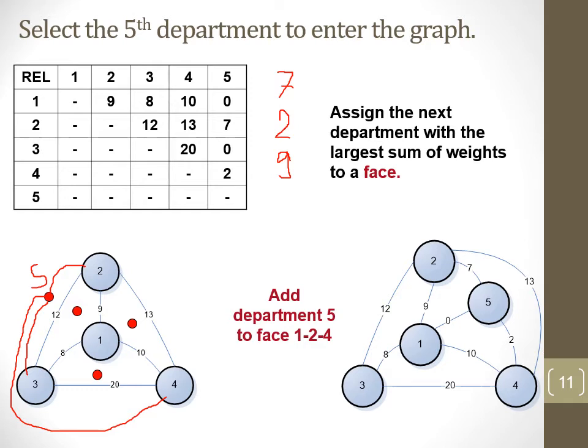And now, what's the total weight? So there's a direct link between 5 and 2, 5 and 3, and 5 and 4, and the total weight is 9. Okay, so among these 4 faces, we will select the one which has the largest weight, and the largest weight is 9, as you see, and it appeared in 2 cases. And which one of these should I select? According to the algorithm, you will select one of them randomly. Either you can place department 5 here, to the outside, or you can place it to this face here. And randomly we select to place it here. Okay? And we will proceed in that way.